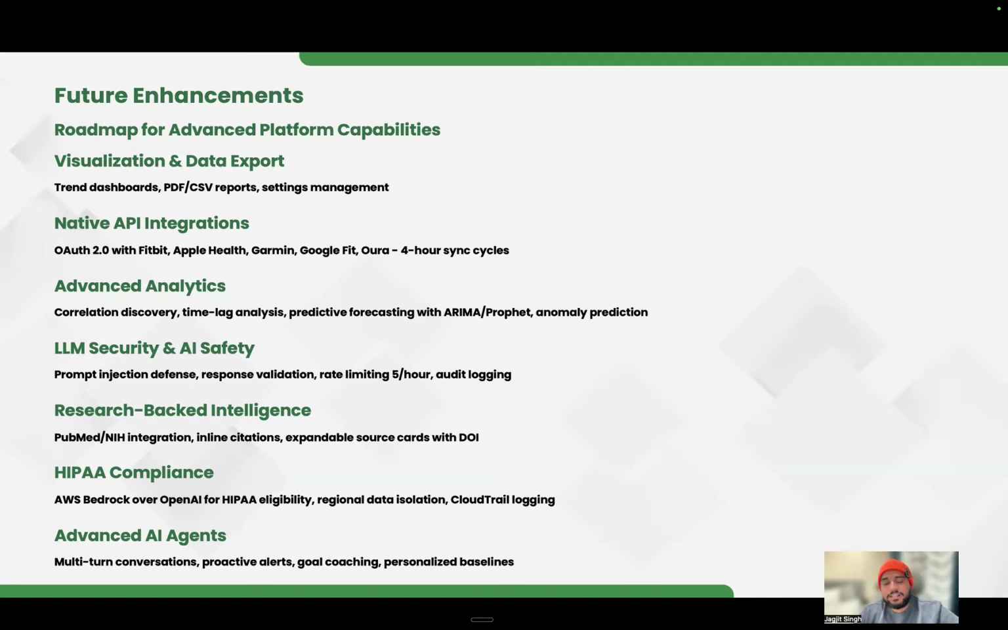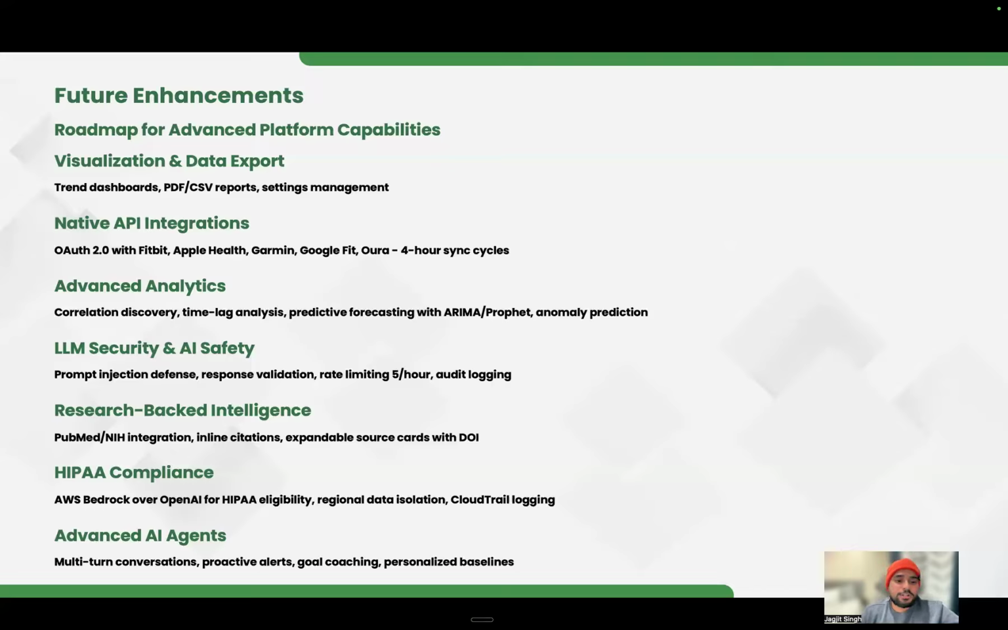And then for LLM security and AI safety, which is the most important aspect, we need to work on prompt injection defense, response validation, rate limiting, and research-backed intelligence, which we can use such as PubMed articles or NIH integration to provide more insights on the nutrition data or any healthcare data.